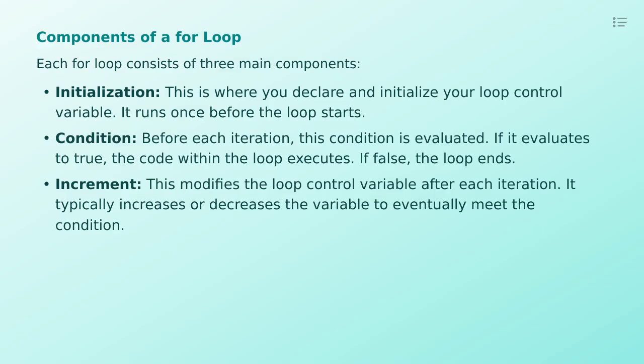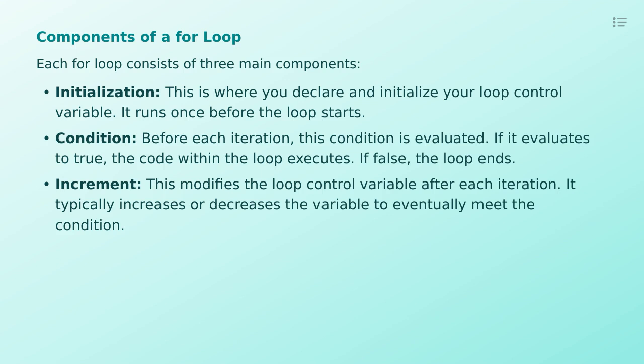Now, components of a for loop. Each for loop consists of three main components. First, initialization. This is where you declare and initialize your loop control variable. It runs once before the loop starts. Also, condition. Before each iteration, this condition is evaluated. If it evaluates to true, the code within the loop executes. If false, the loop ends.